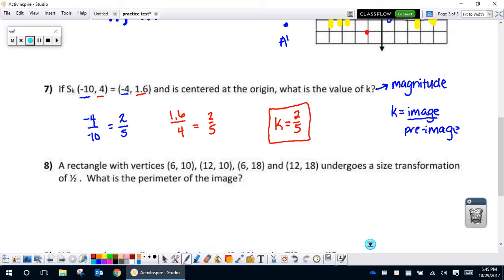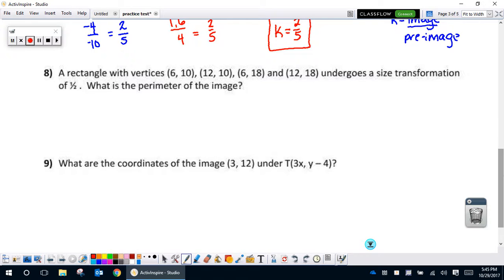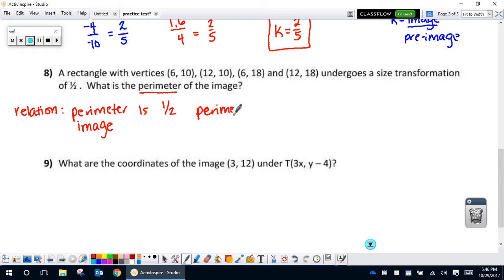Alright, number 8, a rectangle has the vertices of (6, 10), (12, 10), (6, 18), (12, 18), and undergoes a size transformation of 1/2. What's the perimeter of the image? Well, the relationship is your perimeter of the image is going to be half, since that was our size change, is 1/2. So perimeter image is 1/2 perimeter pre-image. Okay? So what we could do is we could find the perimeter of the pre-image.